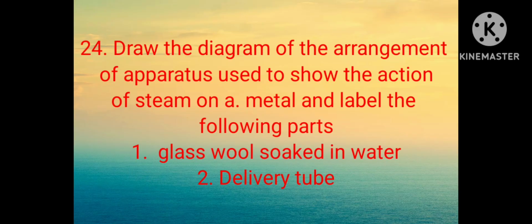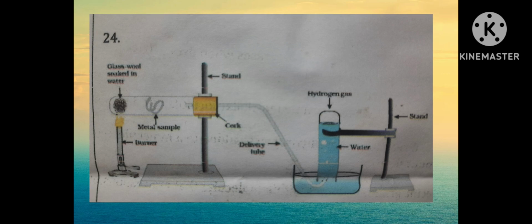Draw the diagram of the arrangement of apparatus used to show the reaction of steam on metal and label the following parts. First one, glass wool soaked in water, and delivery tube. This is one of the important diagrams in the chemistry part.